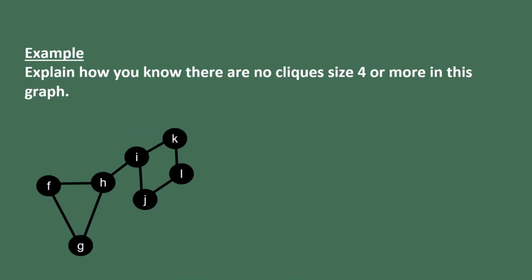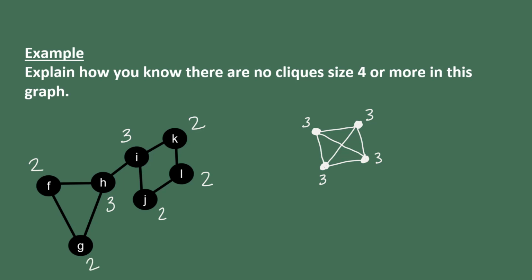In the next example, we're going to think about how we would know there are no cliques of size 4 or more in this graph. A clique of size 4 would have 4 vertices, each of them connected to the other 3. That means that each would have degree 3. So in order for a subgraph of this graph to be a clique of size 4, we would have to have 4 vertices of degree 3 or more. K has degree 2, L has degree 2, J has degree 2, I has degree 3, H has degree 3, F has degree 2, and G has degree 2.